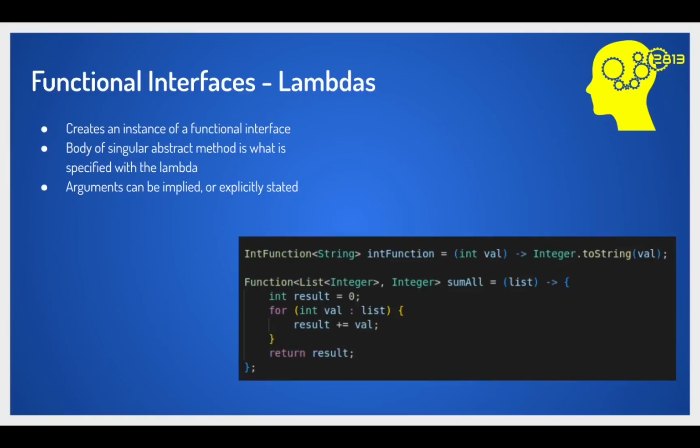So, why are functional interfaces important at all? Well, you can actually create instances pretty easily. For example, Function, as I said earlier, takes in some type, in this case, list of integer, and then it returns an integer. Then we can use a lambda. This part right here is a lambda.